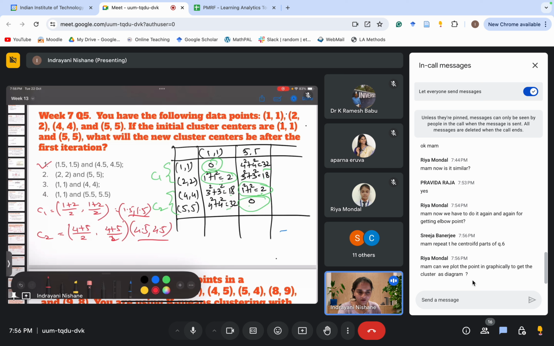Yes, you can plot the points graphically to get the clusters also, but then you will have to be careful. This addition and subtraction is easy, no? You just have to take the difference and then square. But whatever method suits you, you can do that.